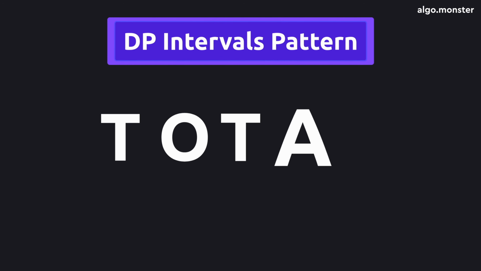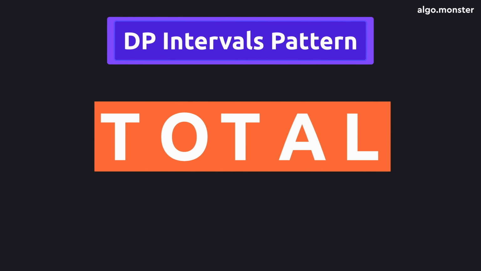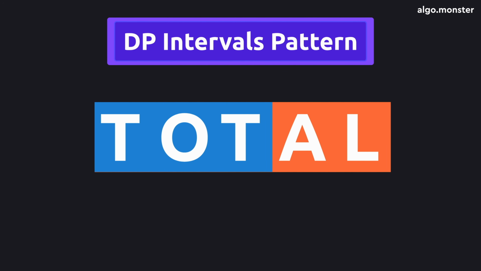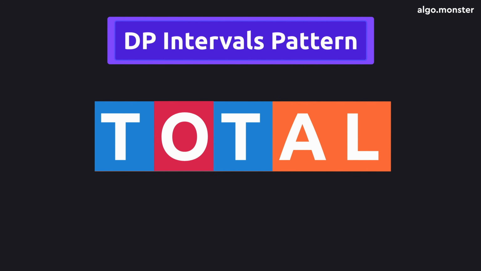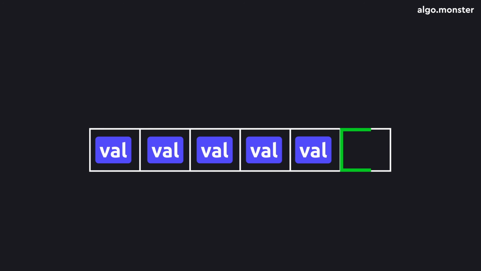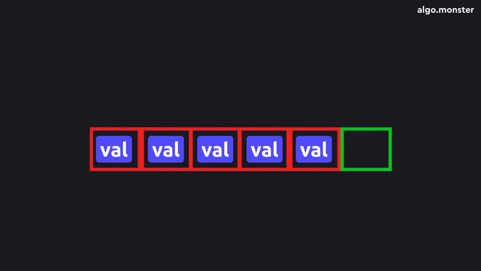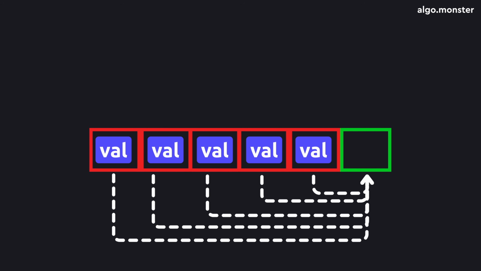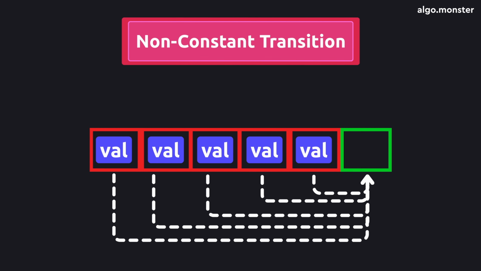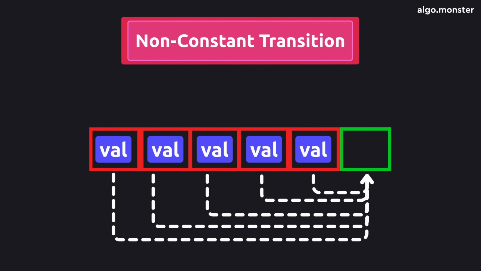Okay, we've learned how to work with intervals, but there was one special thing there. To compute the answer for an interval, we only needed neighboring intervals. Sometimes though, to compute the current element, you don't just need a couple of neighbors. You may need to check all previous elements. That's the next dynamic programming pattern, non-constant transition. And now you'll see how it's different from everything we've done so far.